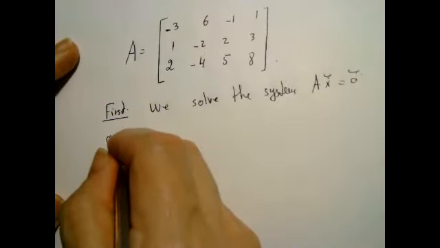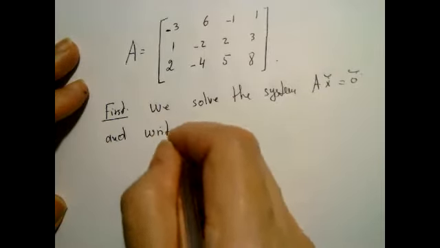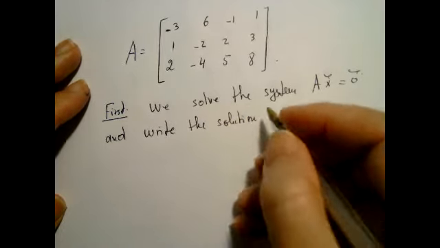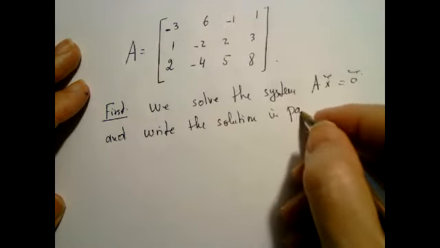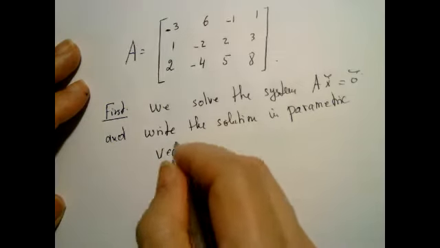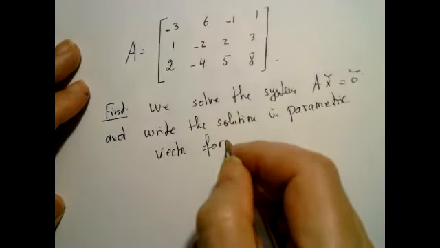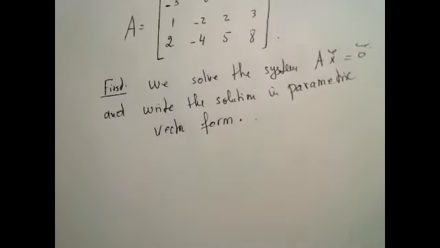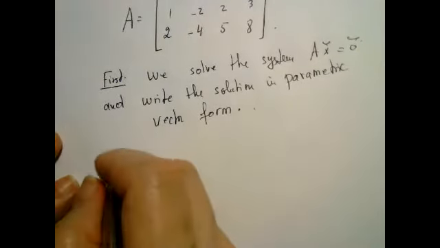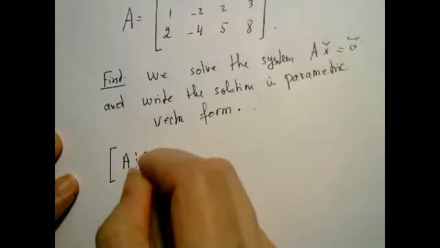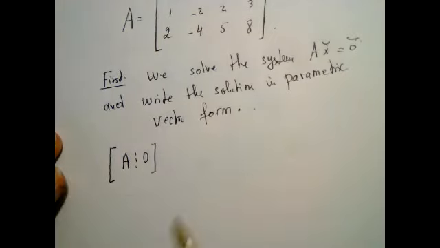And we write the solution in parametric vector form. So the first step we're going to do is solve and write in parametric vector form, something we've done before. Because I want to find a basis, first I want to understand what those vectors are that I'm working with. So let us solve. I'm going to take A augmented with 0.